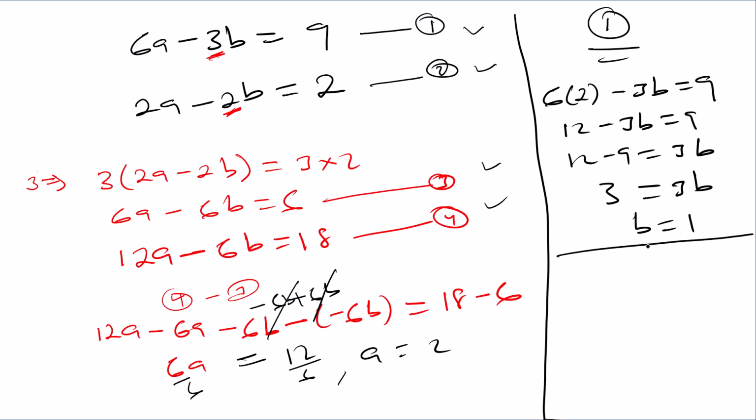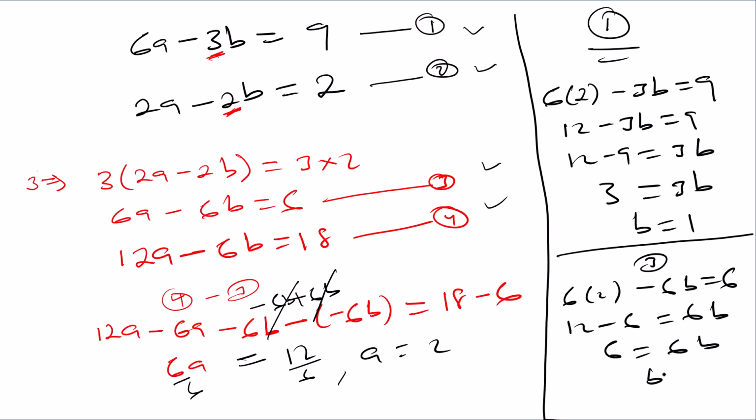So let's use equation 3 and see. a is 2, so we have 6 times 2 minus 6b equals 6. 6 times 2 is 12, so 12 minus 6 is equal to 6b. So we have 6 equal to 6b, therefore b is equal to 1. So it tells you that whichever equation you use, you get the same thing. Alright, so let's move on.